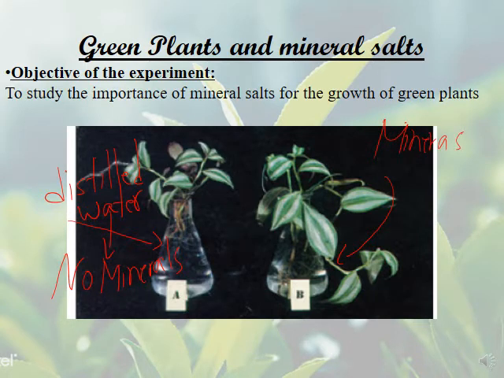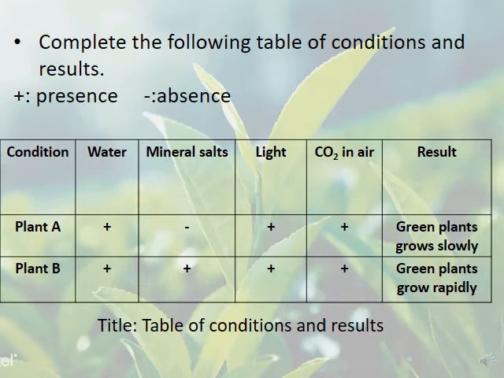Okay, so here we have to know that in the presence of minerals, the plant's leaves grow well, they grow tall, they grow normally. However, in distilled water that lacks minerals, it grows short and the leaves are smaller in size. So for the table of condition, sure, you have to draw the table using a pencil and a ruler, and you have to fill it using a pen.